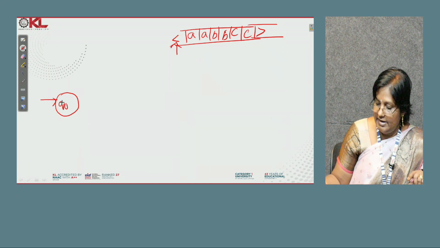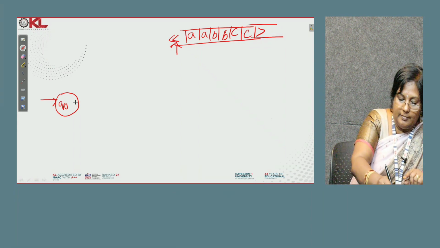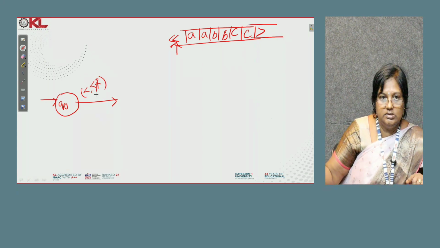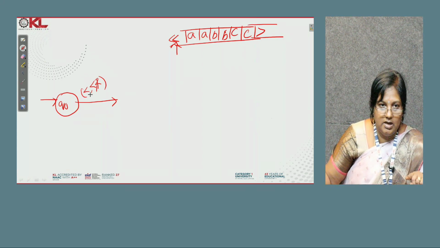In this Q naught state, after reading the left end marker, whenever you are reading the left end marker, you keep the left end marker as it is and move towards the right. The first symbol indicates the left-hand marker, and we are keeping the left-hand marker as it is, and then we are moving towards the right.